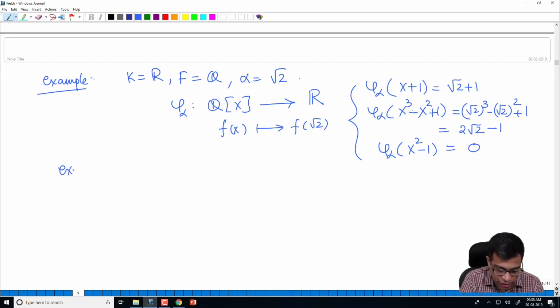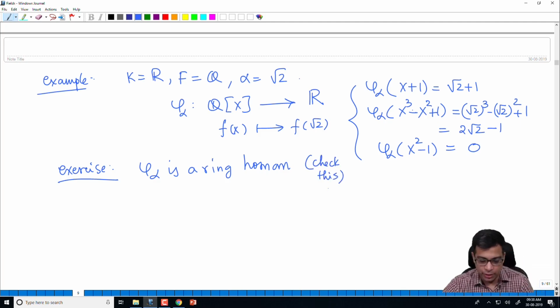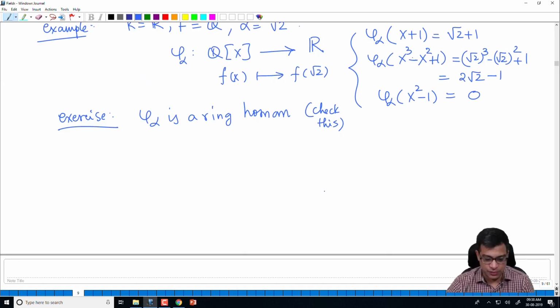It's not a difficult exercise at all to show that phi alpha is a ring homomorphism. When you take two polynomials f and g and take f plus g and evaluate it at root 2, it gives you nothing other than f of root 2 plus g of root 2. Similarly, fg of root 2 is f of root 2 times g of root 2. I will leave this as an exercise for you. Check this. This is an easy calculation. So phi alpha is a ring homomorphism. We are interested in the kernel of this.